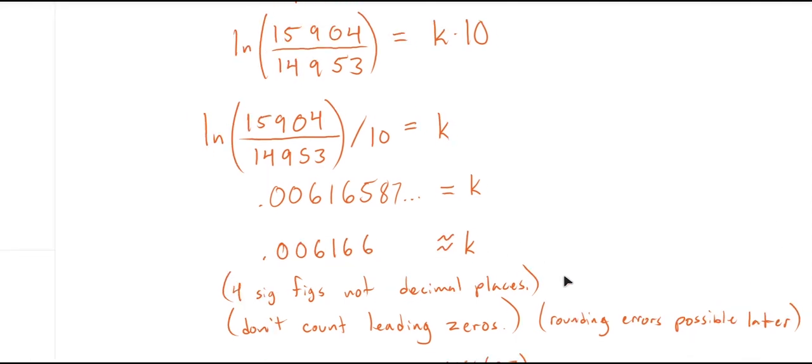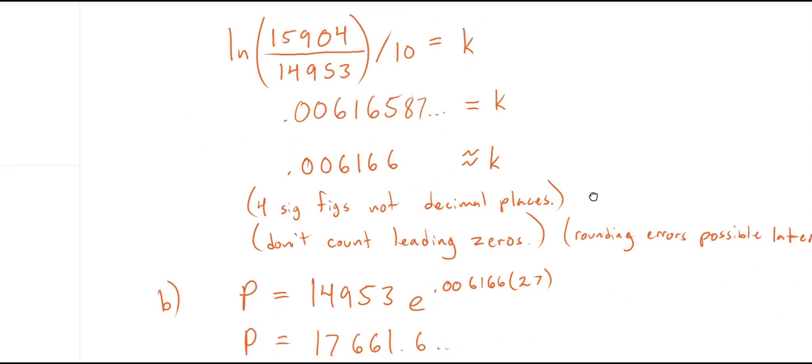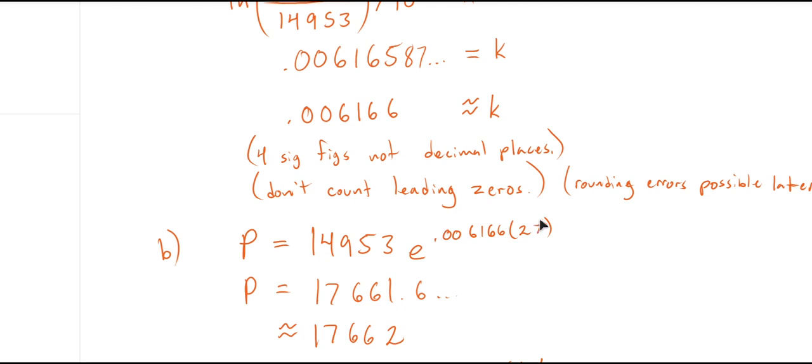Once we have that, we have a model that we can use to calculate whatever we like. In this second part, they want to know the population 27 years into the future. Well, this population is already described by this equation; we have nothing to solve for. So plugging in these numbers, we get 17,662.